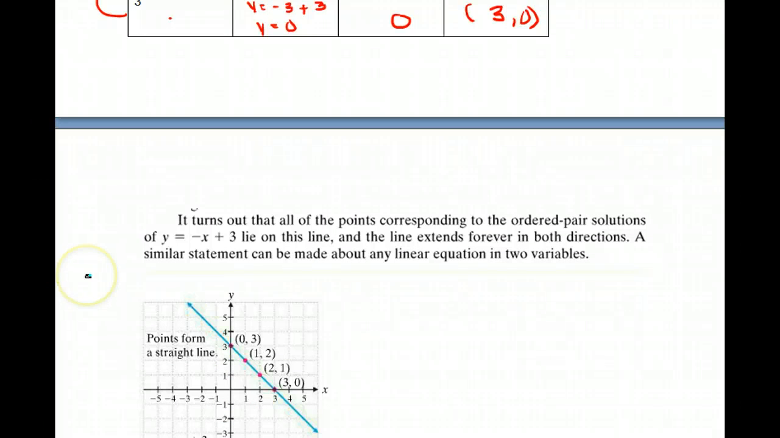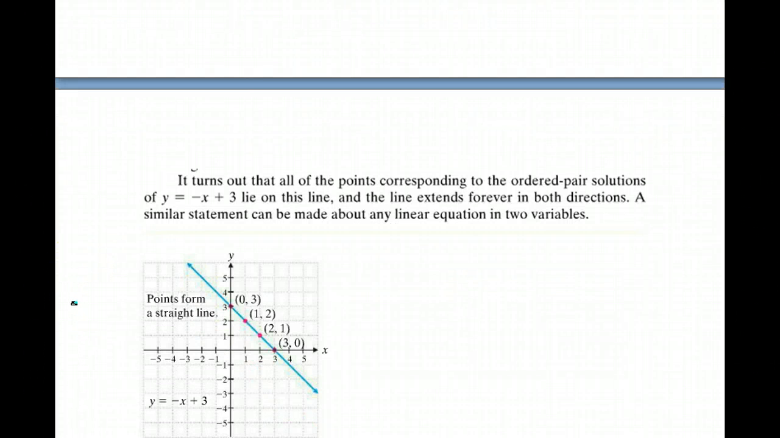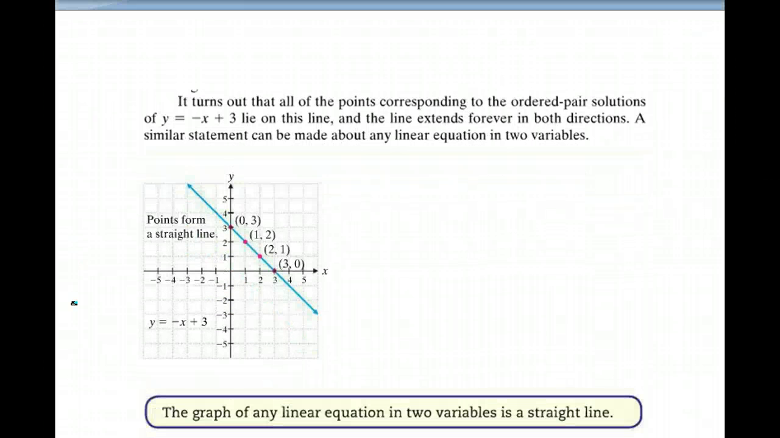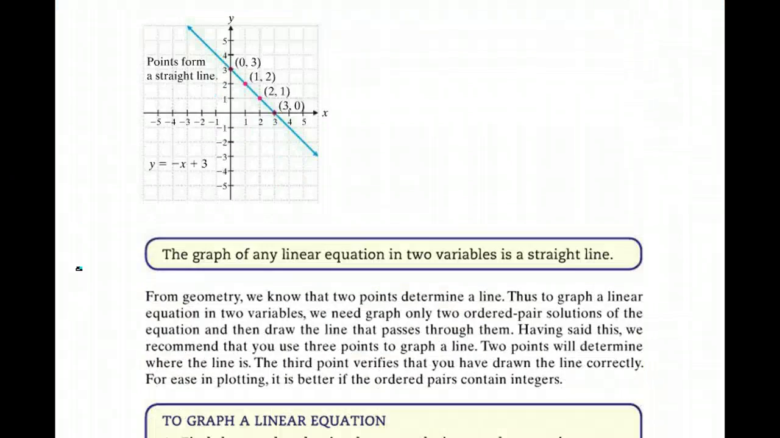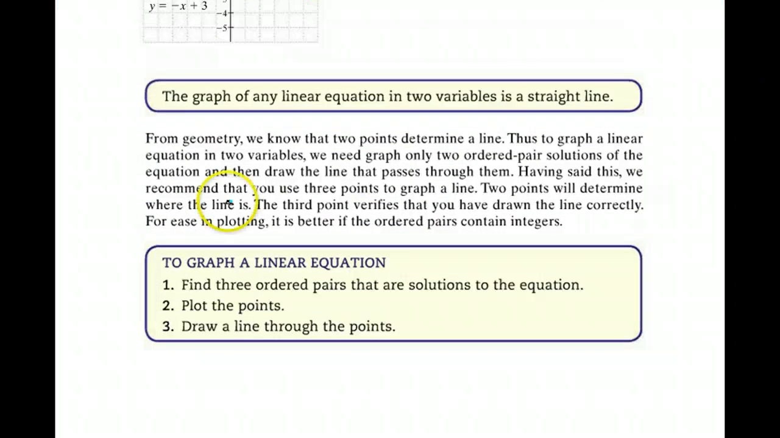It turns out that all of the points corresponding to the ordered pair solutions lie on a line, and the line extends forever in both directions. A similar statement can be made about any linear equation in two variables. And that brings us to this little bubble right there. The graph of any linear equation in two variables is a straight line.